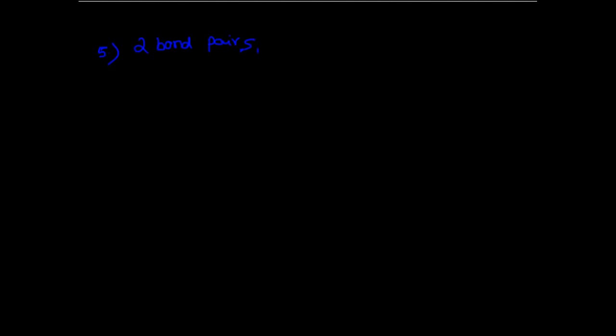Two bond pairs, two lone pairs. Now, let's consider an example of this case. A very simple example of this case is water. Since you know that oxygen has 6 outermost electrons and only 2 electrons of oxygen are involved in the formation of bonds. So this is one pair and this is the next pair, 2 bond pairs and 2 lone pairs on the central atom.